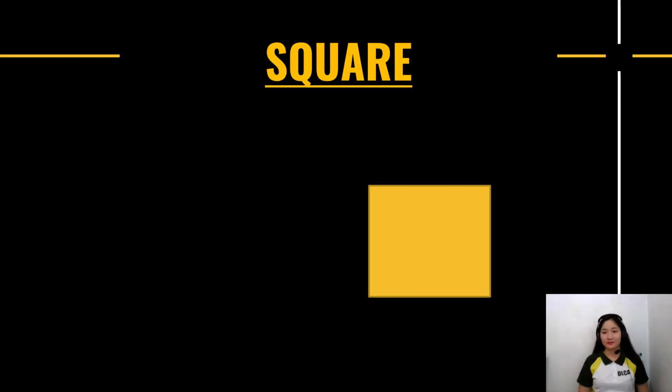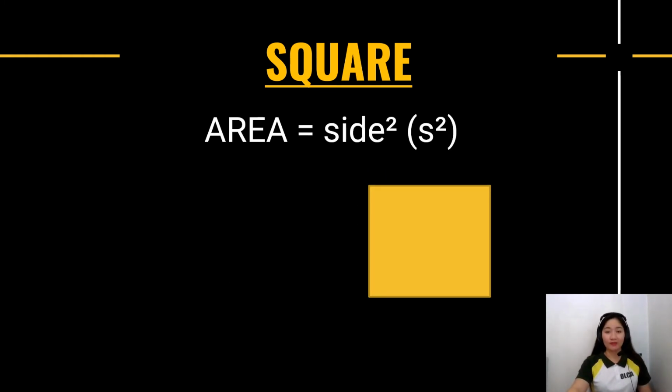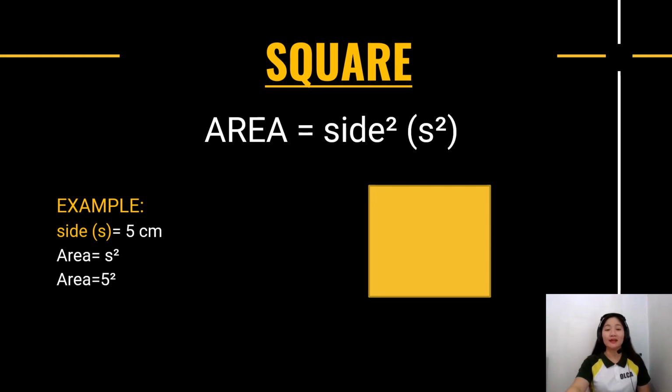We have now the area of a square. The area of a square or a rectangle is calculated by the formula length times width. In a square, the lengths of all four sides are equal and all four angles are right angles. So in calculating the area of a square, the formula is area equals side squared. For example, the side of this square is 5 centimeters. So area equals s squared. Area equals 5 squared, which gives the answer 25 centimeters squared.